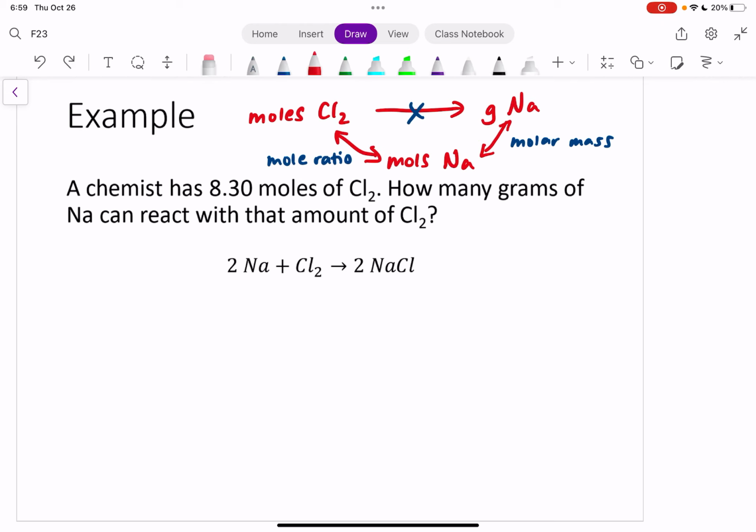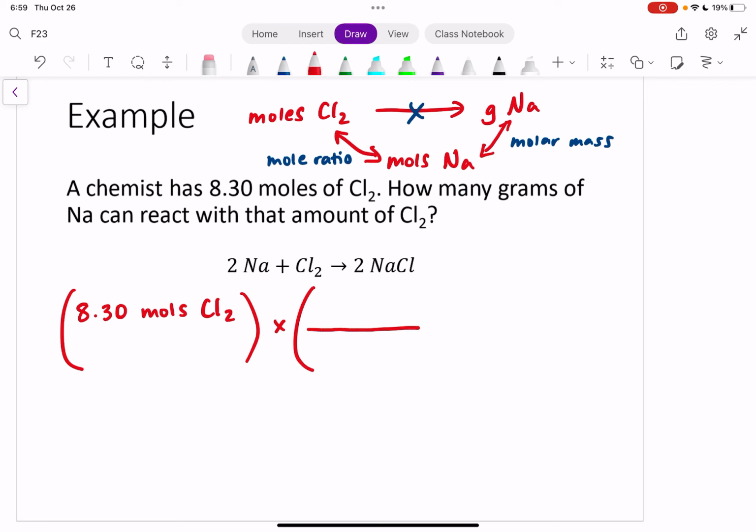So we are in moles of Cl2. Specifically, we're given 8.30 moles of Cl2. So that's our first train track. That's the only thing we're given here, is that we start with that many moles. And now we want to get to moles of Na, right? That's our next step in our kind of plan here.